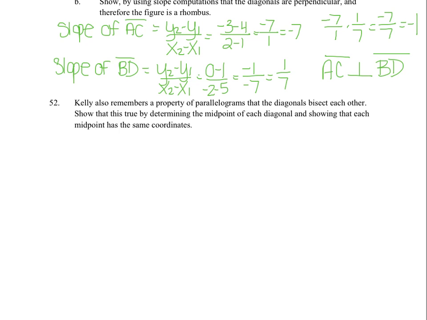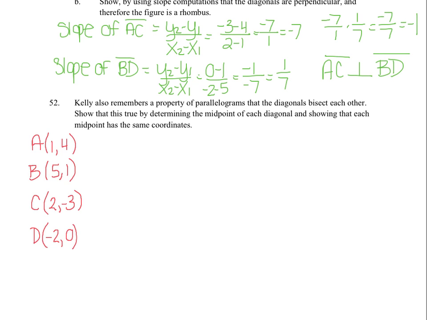Finally, Kelly also remembers a property of parallelograms that the diagonals bisect each other. Show that this is true by determining the midpoint of each diagonal and showing that each midpoint has the same coordinates. Our 4 points are A (1, 4), B (5, 1), C (2, -3), and D (-2, 0).